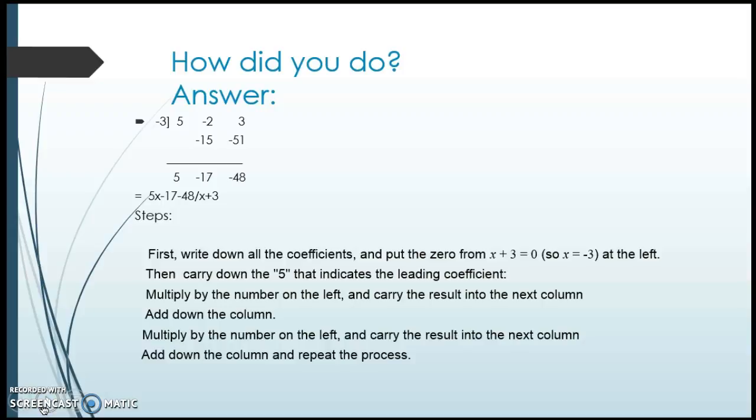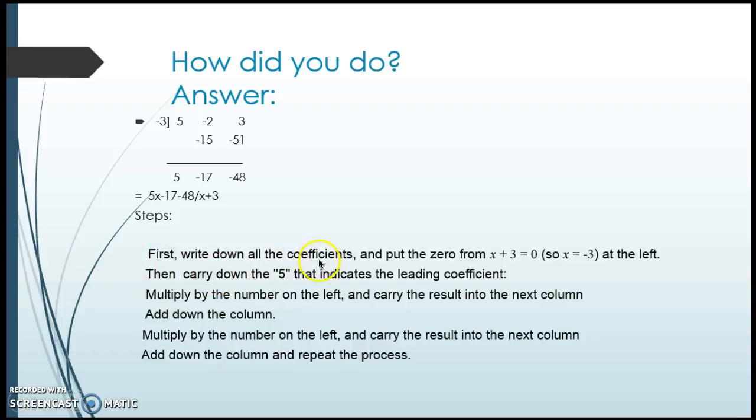How did you do? Answer: negative 3, 5, negative 2, 3, negative 15, negative 51, 5, negative 17, negative 48, which is equal to 5x minus 17 minus 48 over x plus 3. Now this one is a little more complicated. Let's go through the steps together and see how we got the answer.